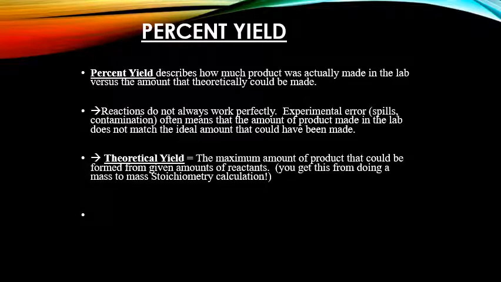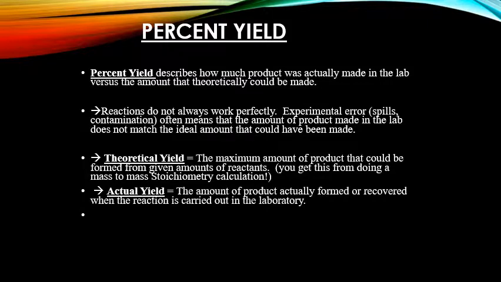Theoretical yield is the maximum amount of product that could be formed from a given amount of reactants. So you're doing this from the stoichiometry calculations. It doesn't have to be mass to mass. It could be whatever the problem gives you for the amount of product formed. So it could be liters, it could be molecules, it doesn't really matter. But it would be the maximum amount in theory that we could create of that product.